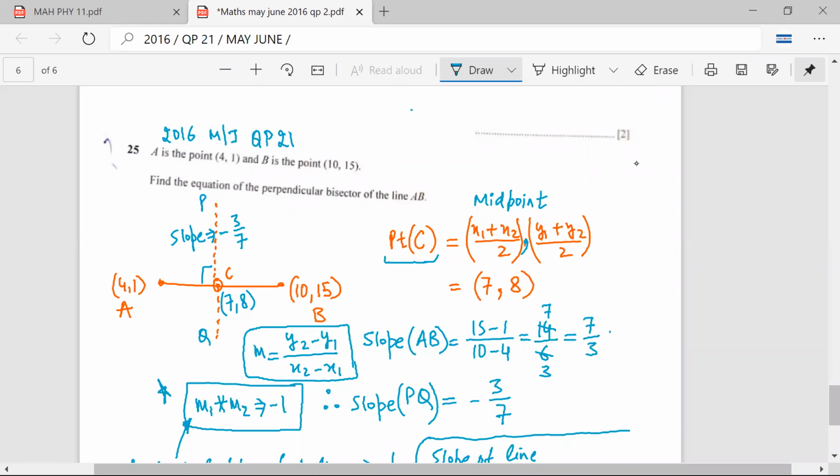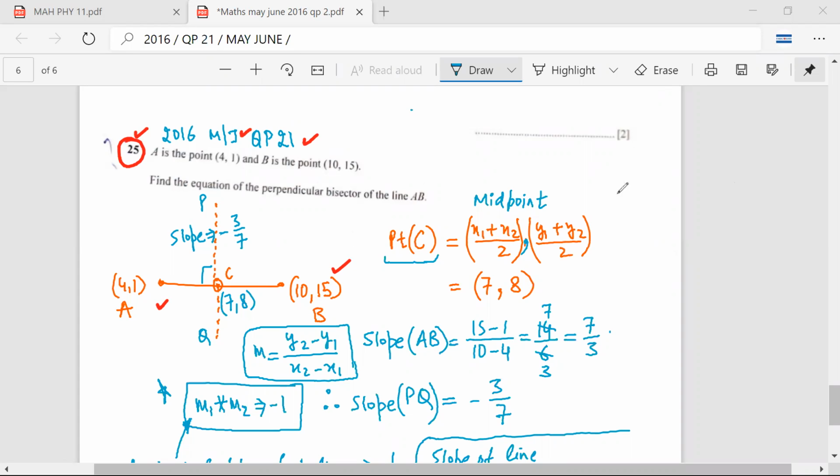So, Mr. Rudra, 2016, May, June, QP21, question number 25. A is (4, 1), B is (10, 15). Find the equation of the perpendicular bisector of the line AB.